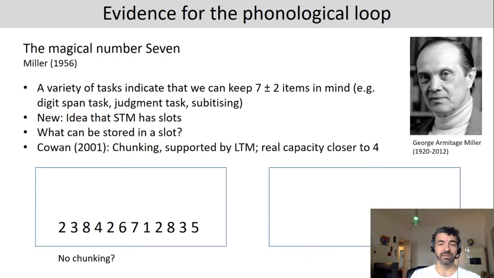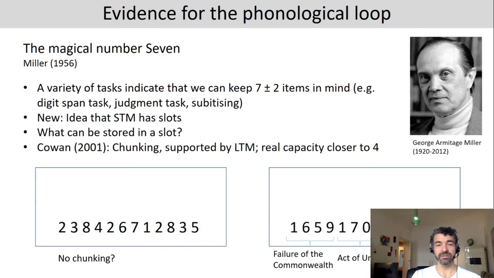Okay, I don't know how you did this, but a lot of people can do this much more efficiently than the previous task, because there's actually just 3 years that you have to remember. 1659, failure of the Commonwealth, 1707, Act of Union, and 1945, end of World War II. So by chunking these digits into 3 chunks, you can actually store them much more efficiently than here.